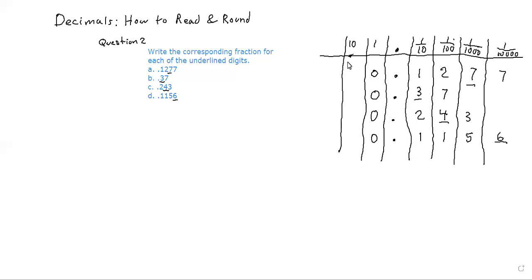We can do this by remembering the place value system, right? We're going to write each decimal in its place value system, and then based on that, we'll be able to figure out the equivalent fraction for the underlined number. I'll show you how to do that in a second. Let's do a quick review first.